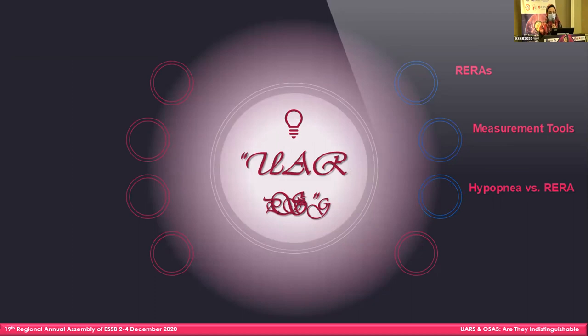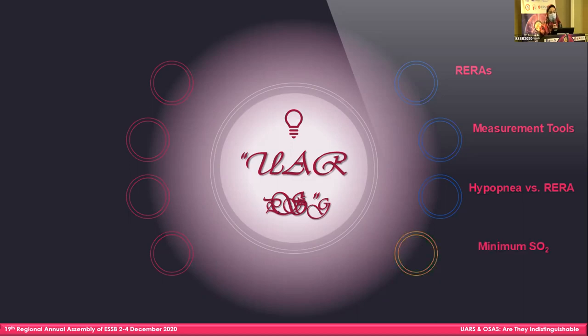And this reduction in the flow is either associated with a desaturation of 3% or more or an arousal. So in this event, we face an arousal at the end of a flow reduction. So it's rather similar to the RERA. The only difference is in the degree of flow reduction. In RERA, it's less than 30%, but in hypopnea, it's more than 30%. So this is a rather subjective measure.